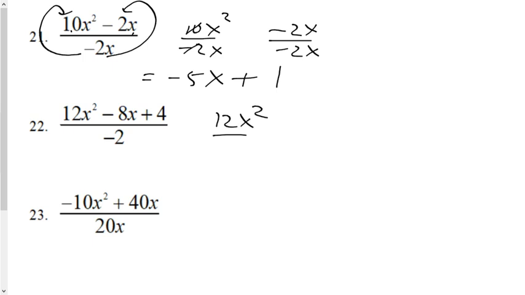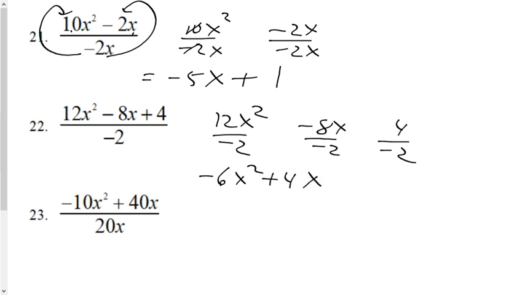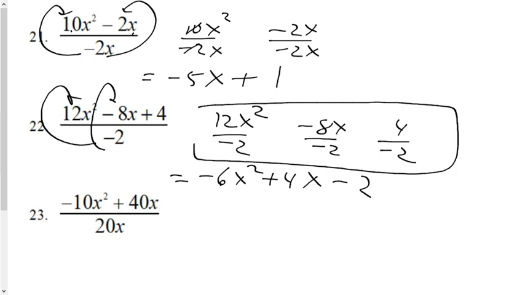12x squared divided by -2, -8x divided by -2, and 4 divided by -2. This will result in -6x squared, +4x, and -2 as a solution. Again, you divided each term by it. Make sure you show your work on your test.